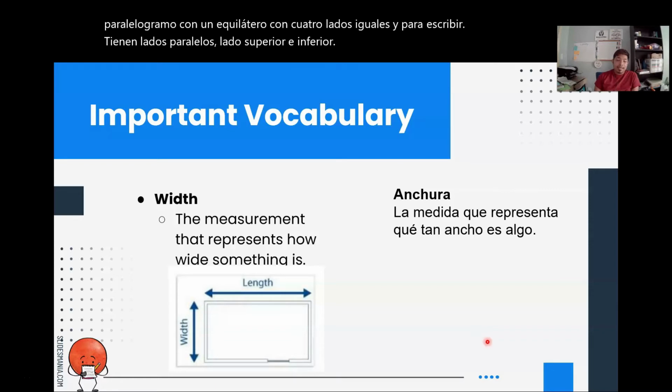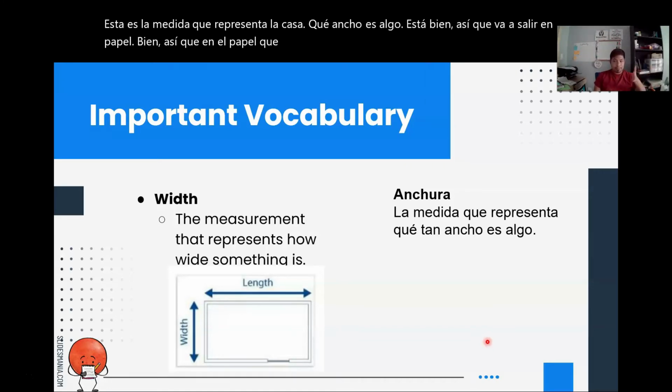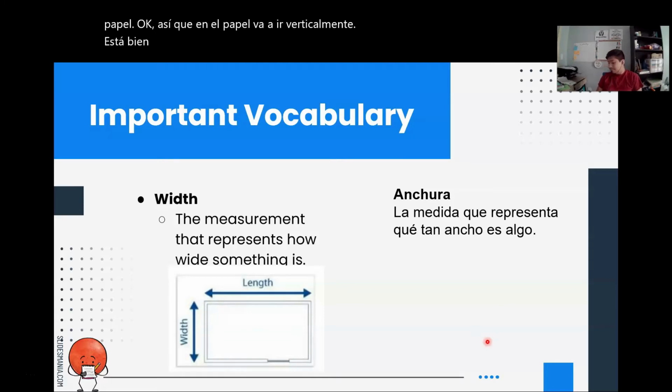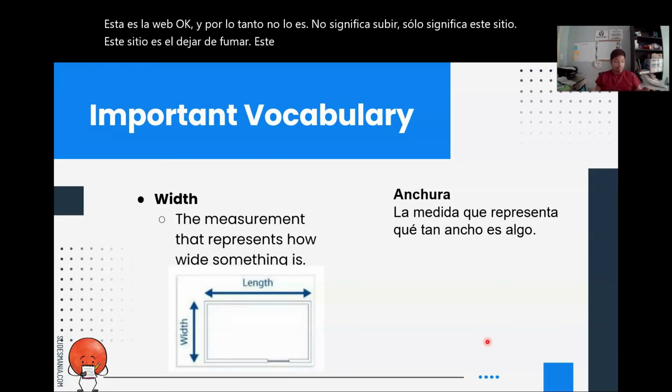And then the second dimension that we're working with is width. This is the measurement that represents how wide something is. Okay, so on paper it's going to go vertically. Okay, but let's just say I have my notebook. If I'm putting it like this, this is the length, this is the width. And so it doesn't mean to go up, it just means this side. This side is the width, this side is the length, okay?